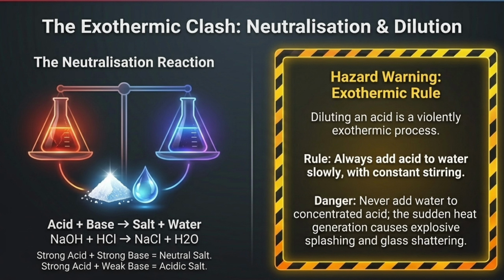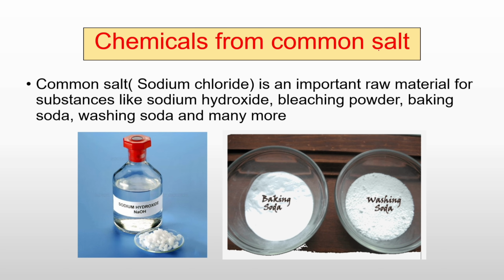Okay, so this already told you, when acid and base react, they form salt and water, and dilution is very exothermic, so dilution must be done slowly, and acid is to be added to water, not the vice versa. So the last part of our chapter: we know common salt is NaCl, sodium chloride. How is it made? It comes from NaOH plus HCl, which gives NaCl plus H2O.